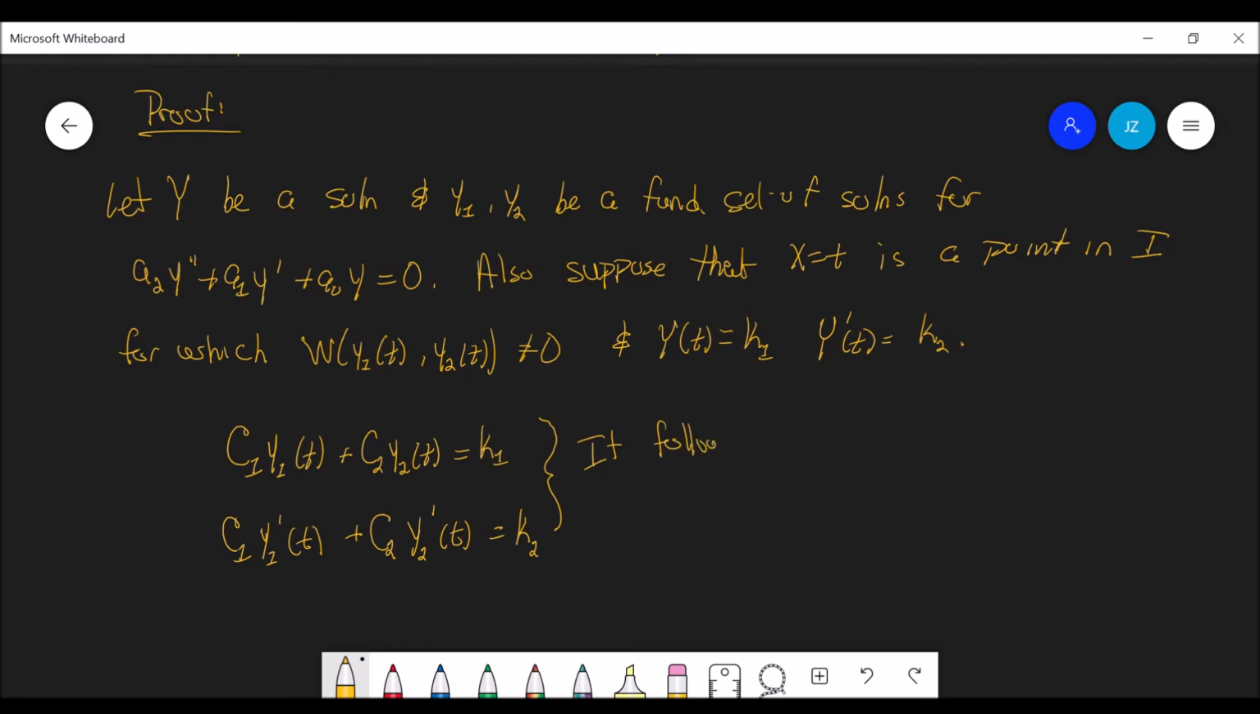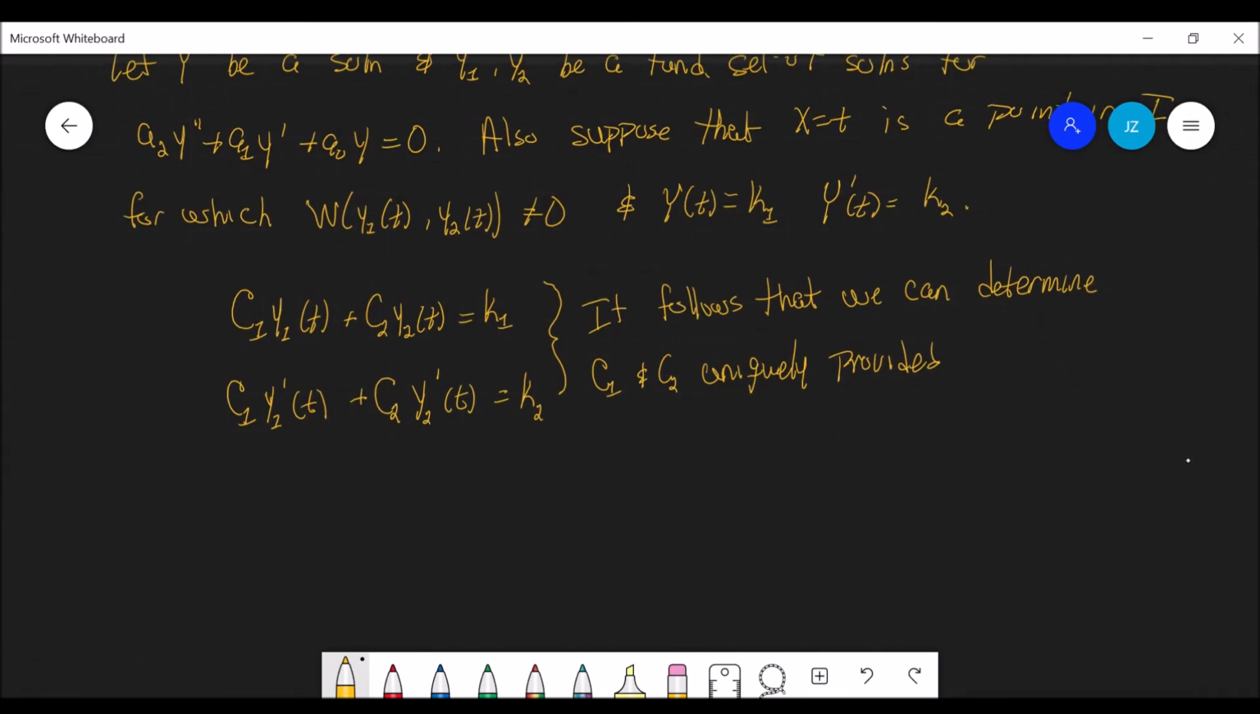It follows that we can determine C1 and C2 uniquely, provided that the determinant of y1 of t, y2 of t, y1 prime of t, y2 prime of t is not equal to 0.